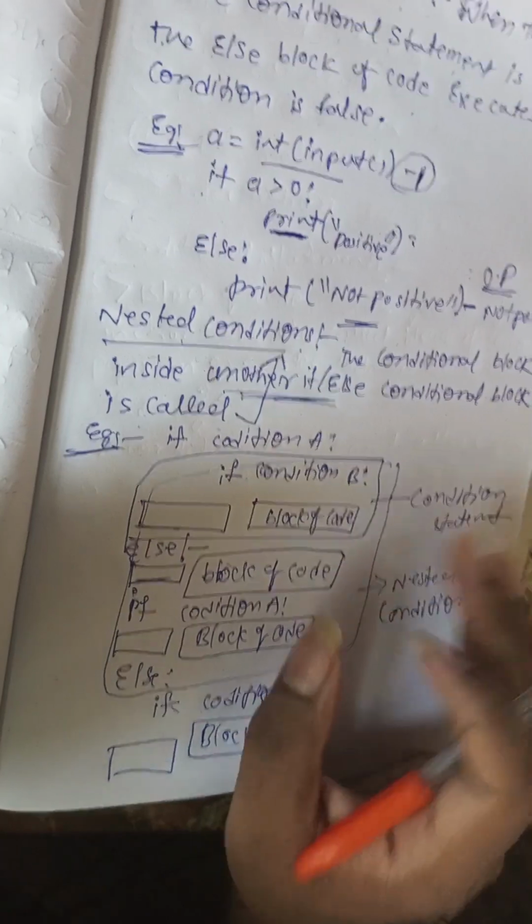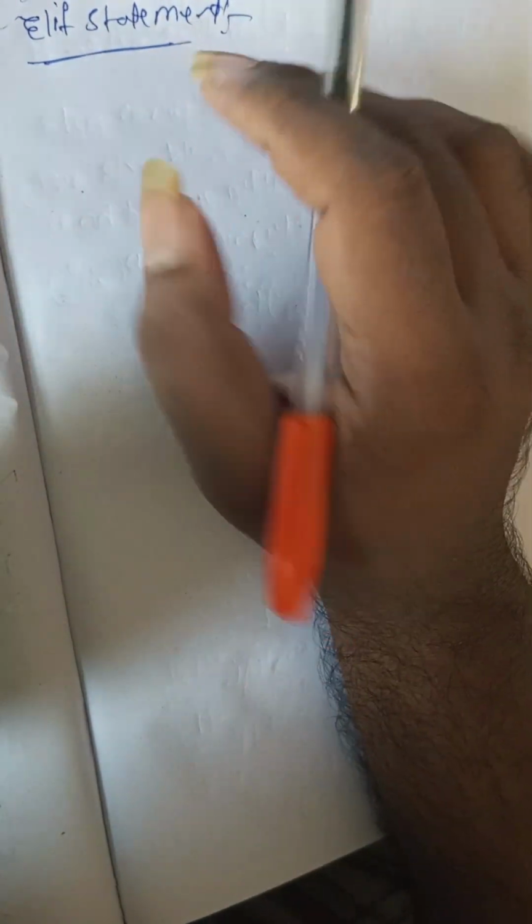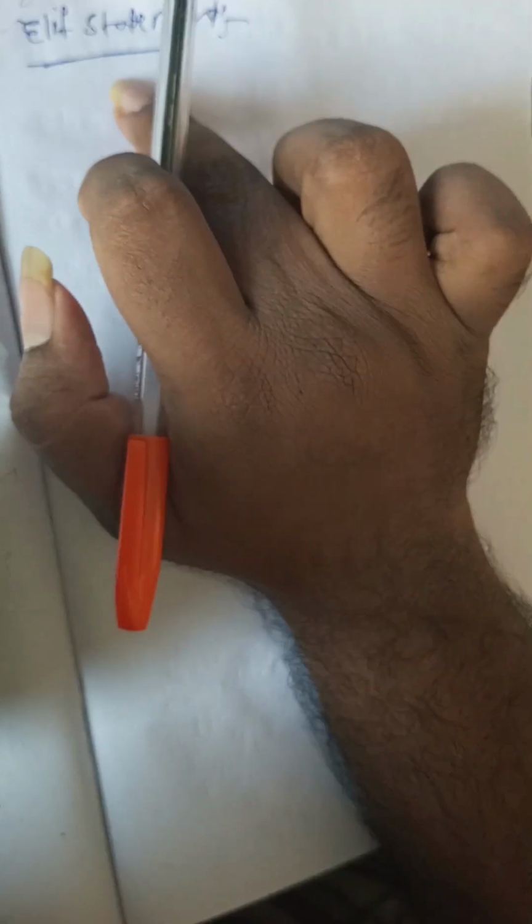Next one is very important one, Elif statements. See, in an Elif statement, use the Elif statement to have multiple condition statements between if and else. The Elif statement is used and it is also optional. Okay, what is Elif statement?